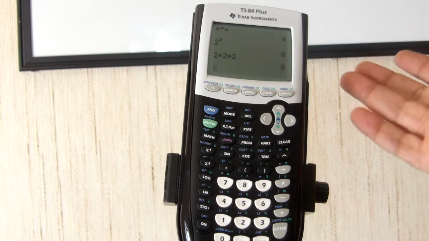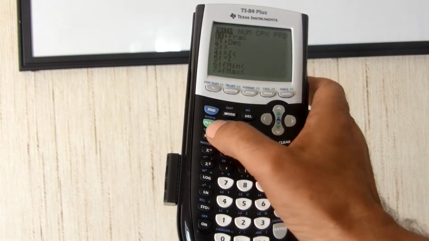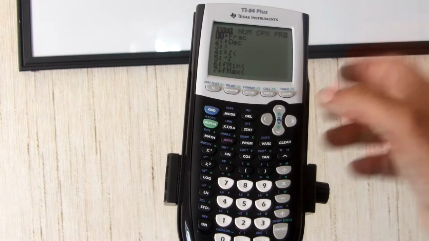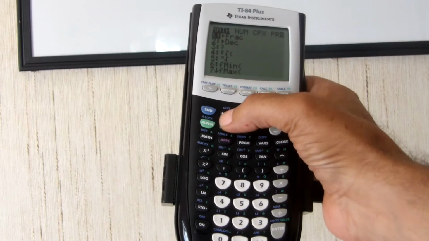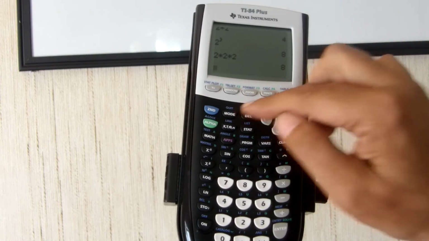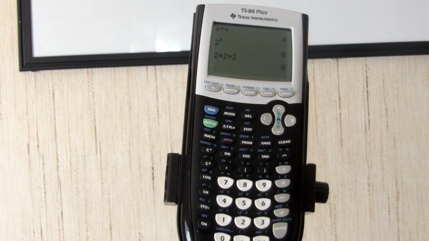So accidentally, if you push this one, for example, and you don't know how to come back, you have to use second and mode, quit. At the top of this it says quit. So you come back to the screen.